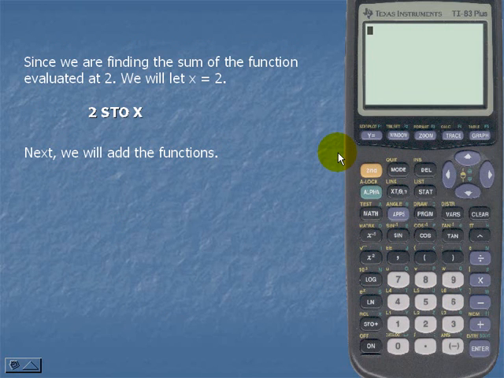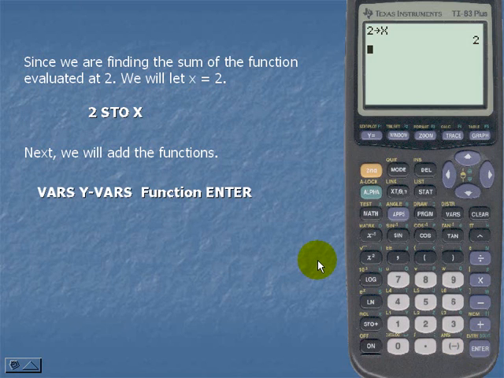Since we are finding the sum of the functions evaluated at 2, we will let x equal 2. So in order to accomplish this in the calculator, we'll simply enter our value, which is 2. We're going to use the sto, which is the store, and we're going to store that for x. And we're going to lock it in by hitting enter. Next, we're going to add the two functions together, and we want y sub 1 plus y sub 2.